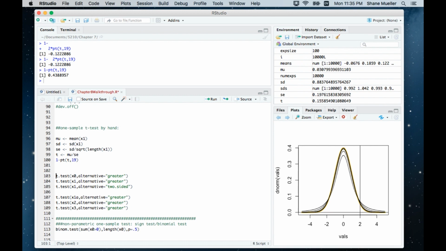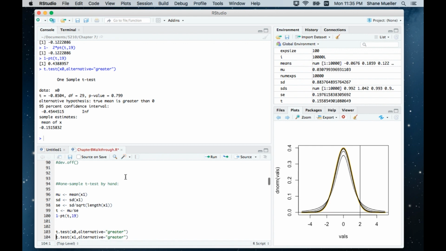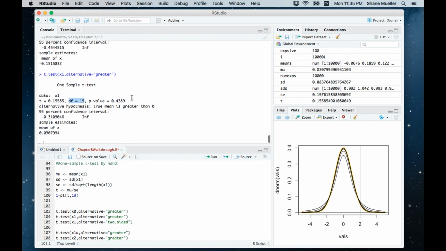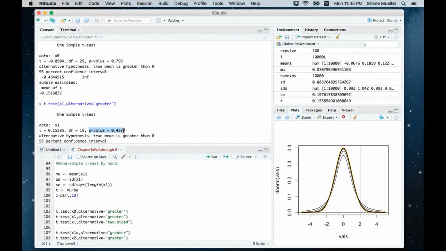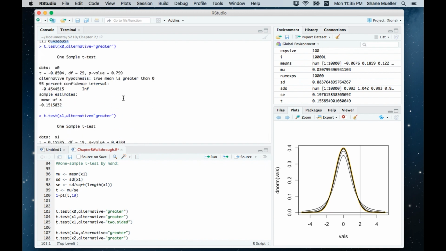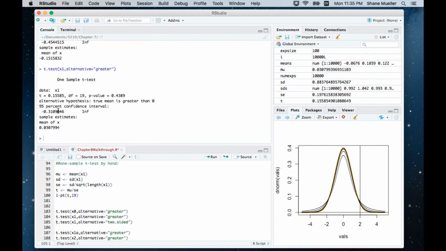But the function t.test will do this for you and do a lot of other things. It reports the mean and the t-values. So we were just looking at x1, and you can see my t-value is exactly the same. My degrees of freedom is 19, and my p-value is 0.4389, which is exactly what I got out of this. So you could do this all by hand, or if you want to just get one value for a bunch of things, you could do it programmatically. But this will give me all these values. Plus, it tells me confidence intervals and what my actual mean was.